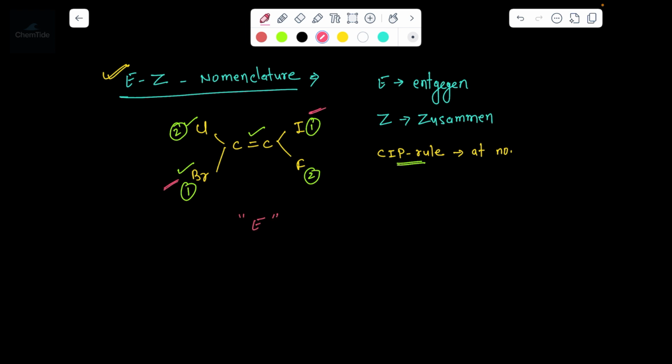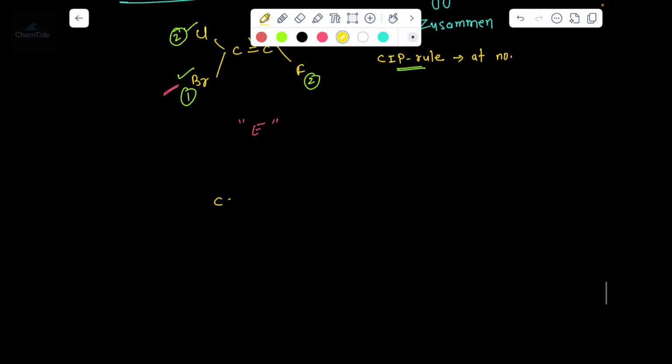it's entgegen. Suppose I write it this way, C double bond C, with chlorine and bromine here, and fluorine and iodine here. I just reverse it. Now let's put the priority. Bromine has the better priority over chlorine because of the atomic number. However, you can use the mass also, but the rule is based on atomic number. Then we have iodine here and fluorine here.